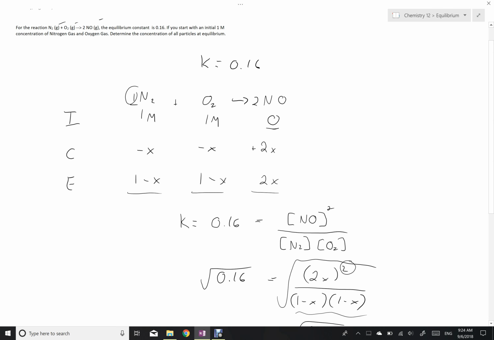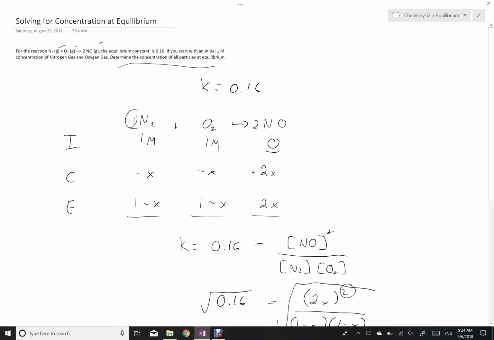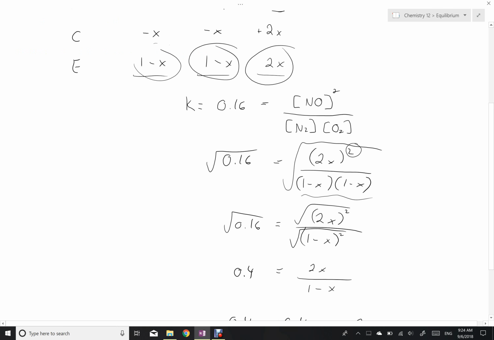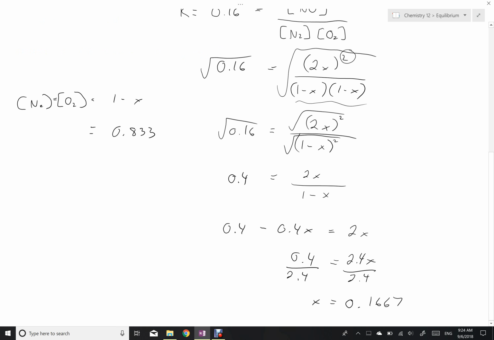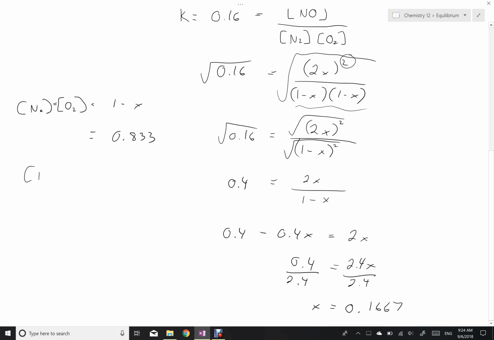So the question actually asked for the concentrations of the particles at equilibrium. So to get the concentrations, I need to substitute this x value that I found, or the amount of change that I found, into these 3 expressions. For the concentration of nitrogen gas, it happens to be the same as concentration of oxygen gas. So that's 1 minus x, or 0.833. The concentration of nitrogen monoxide happens to be 2x, which will work out to be 0.333. So the equilibrium will shift.